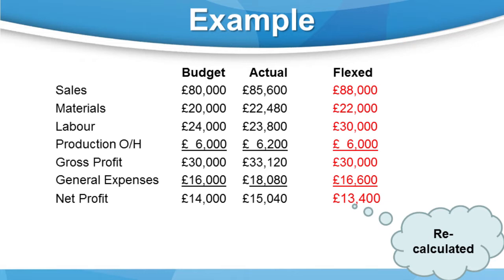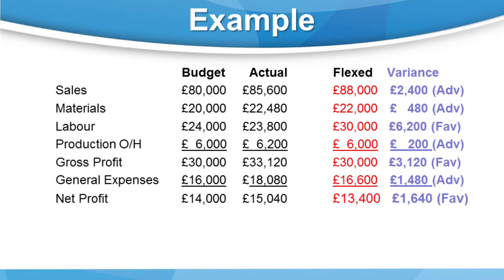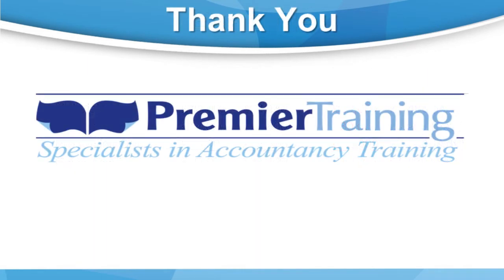Finally, we can recalculate the budgeted net profit, and this is now the flexed budget, flexed to reflect the increase in activity from the original budget of 2,000 units to the actual level of activity of 2,200 units. Now we can calculate the flexed budget variances, the differences between the actual costs and the new flexed budget. Again, show each variance as either favourable or adverse. This is now a much fairer picture of how well we did in the period, because we've compared like with like. Hopefully this has given you a little clearer understanding of how flexed budgets work and why they are needed.